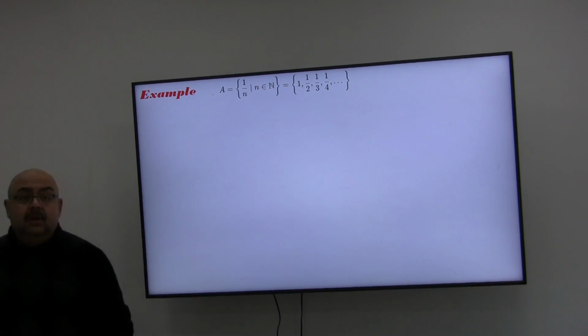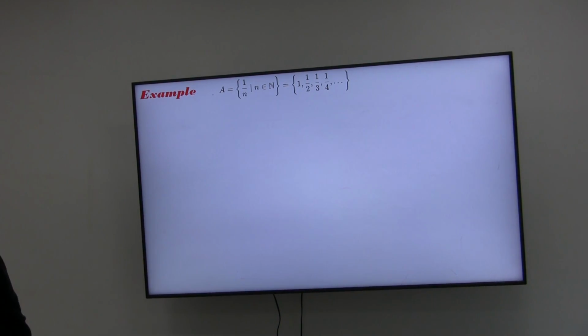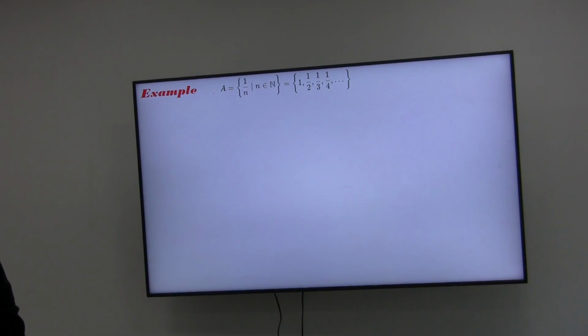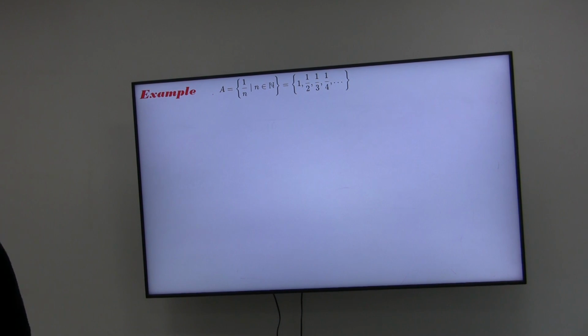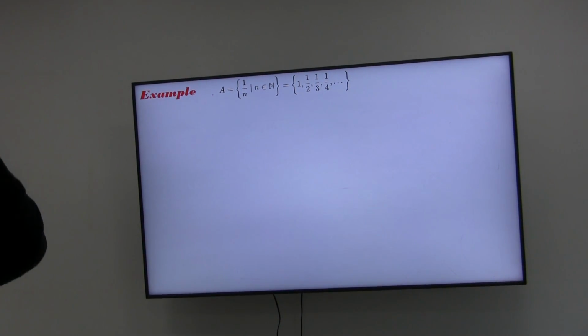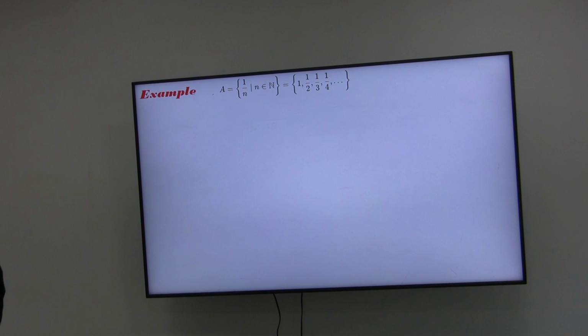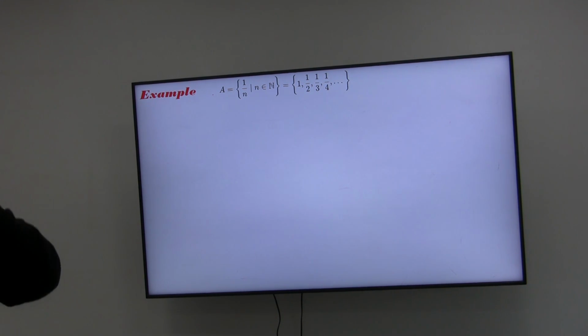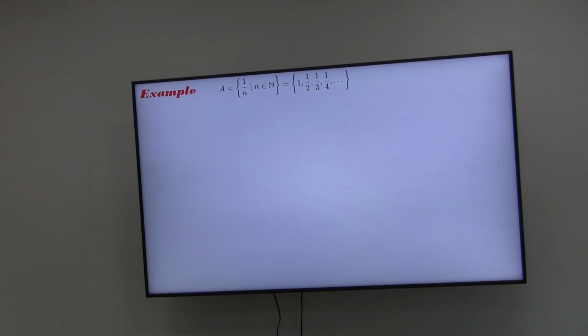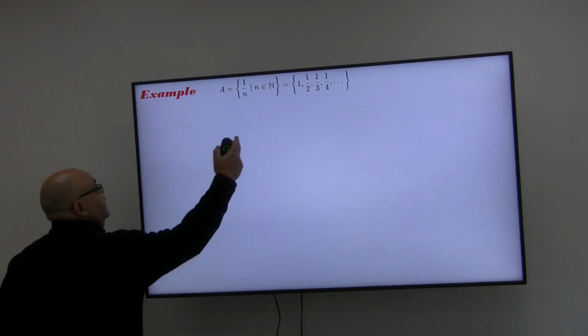Come look at this interval. This is 1 over n, where n belongs to the natural numbers. So this set looks like what? 1 over 1, 1 over 2, 1 over 3, 1 over 4, 1 over 1000, right? This set of numbers lies within the interval from 0 to 1. Am I right? From 0 to 1. All of this series is a set of numbers inside 0 and 1, right?